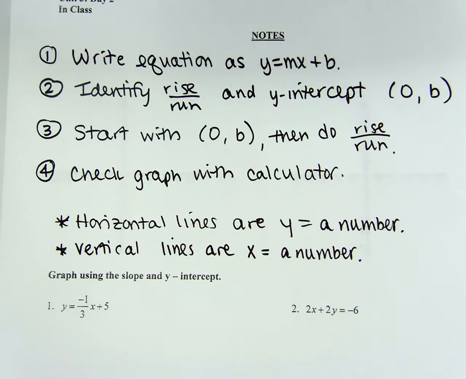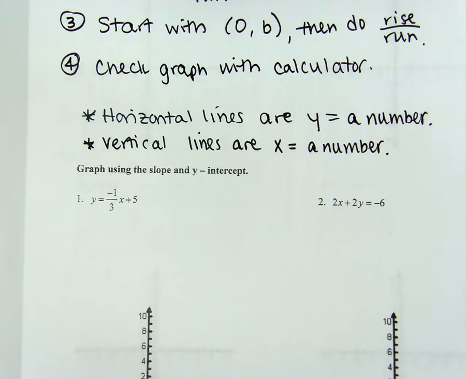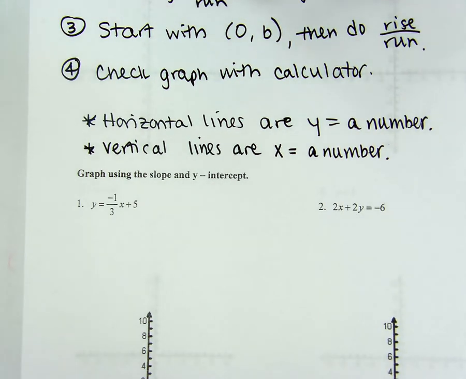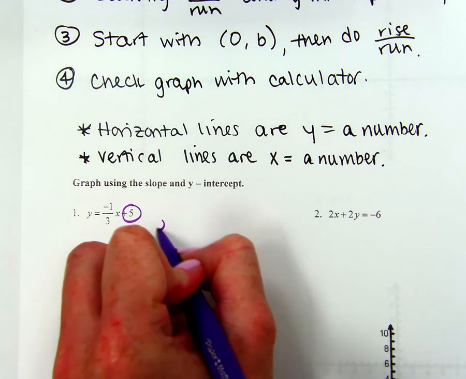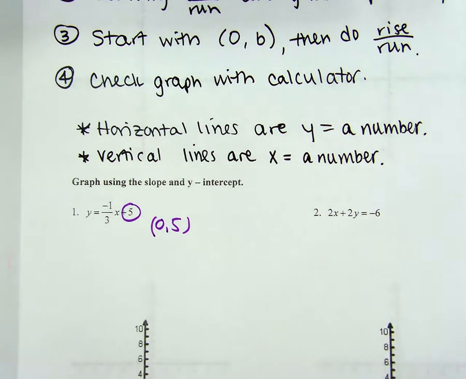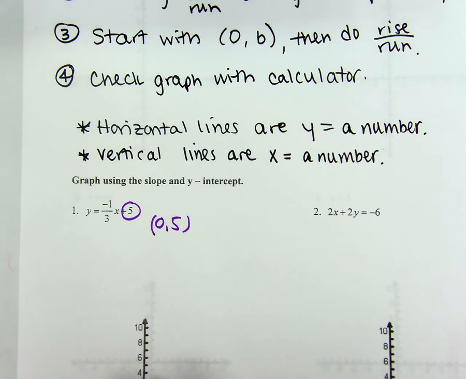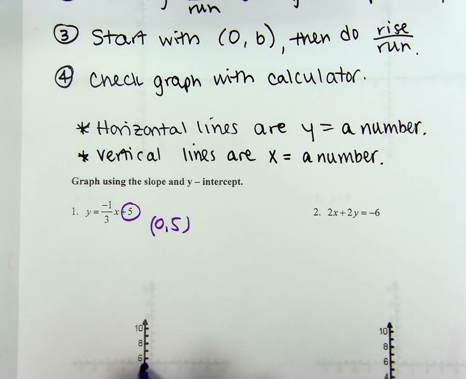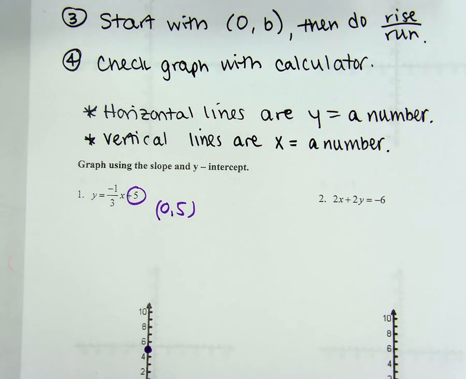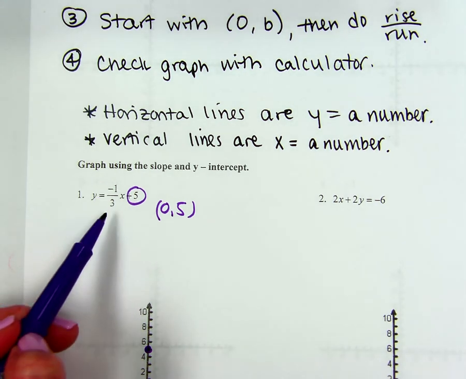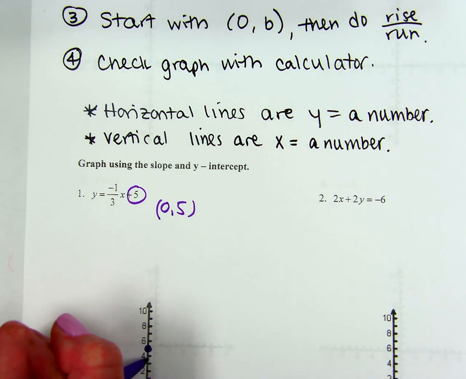So let's go through a couple sample problems here. We're going to start with number 1. It says graph using the slope and the y-intercept. The first thing we're going to look at, just like we said in number 3, is our y-intercept. We're going to look right here, and that's going to give us the ordered pair of (0, 5). So we're going to go over 0 and up 5. Right here is our y-intercept. Now we're going to use our slope. Rise over run is -1 over 3. So we're going to go down 1 and to the right 3.